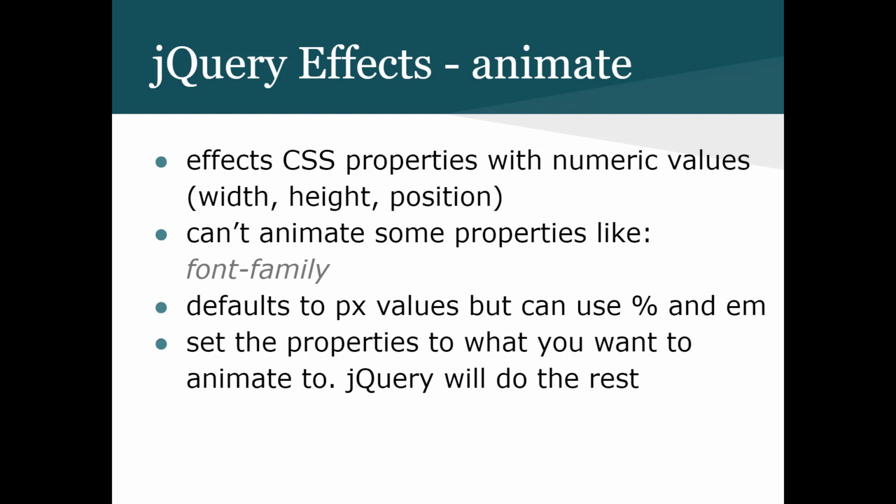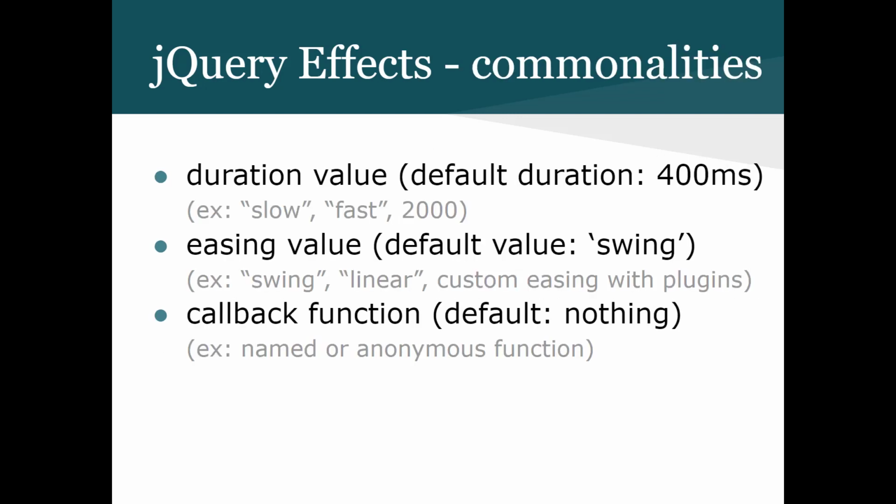The custom animate function allows us to affect CSS properties that have numeric values, but can't animate things like font family. The default uses pixels, but we can change this to percents, which is great for progress bars, and we can also use EM and REM. Everything needs to resolve to a valid CSS property, or it will not be able to be used in the style attribute rendered on that element by JavaScript. Almost all of the animation effect functions have these three things in common. A duration can be defined, an easing value can be set, and an optional callback function run.